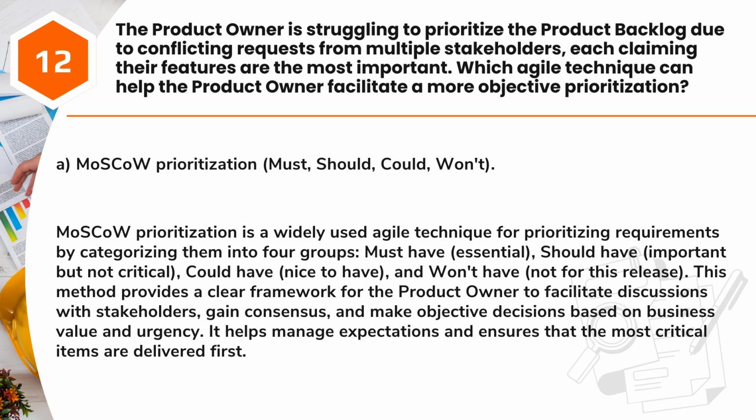MoSCoW prioritization is a widely used Agile technique for prioritizing requirements by categorizing them into 4 groups: must-have, essential; should-have, important but not critical; could-have, nice to have; and won't have, not for this release. This method provides a clear framework for the product owner to facilitate discussions with stakeholders, gain consensus, and make objective decisions based on business value and urgency. It helps manage expectations and ensures that the most critical items are delivered first.